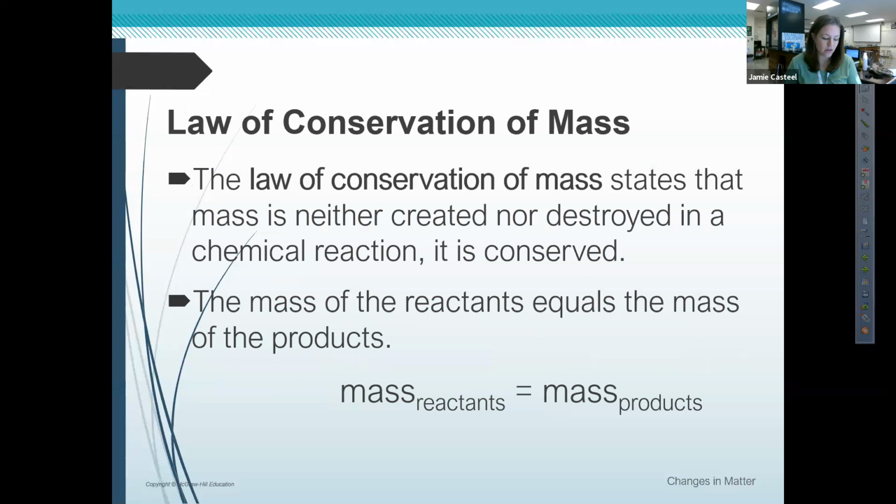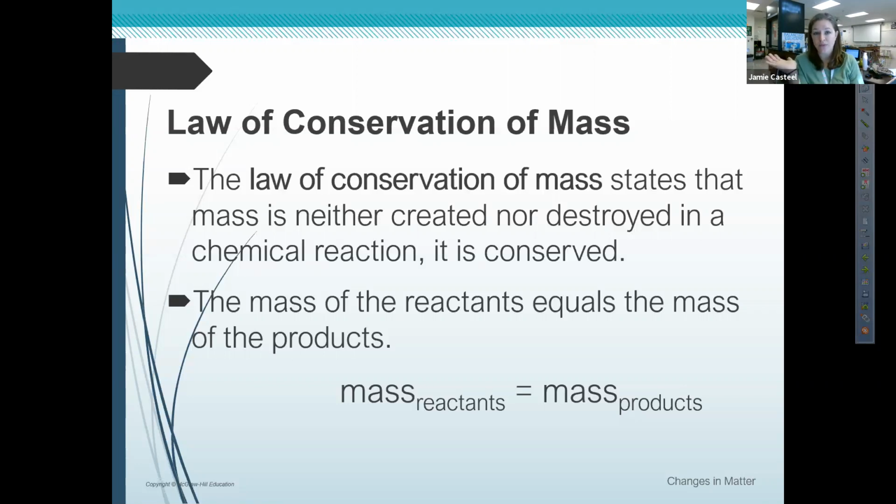Let's talk about the law of conservation of mass. It states that mass is neither created nor destroyed in a chemical reaction. It's always conserved. So here's the tricky part. Whatever I start with mass, no matter how it changes, as long as I keep it in a closed system and measure it again at the end, the mass will be the same.